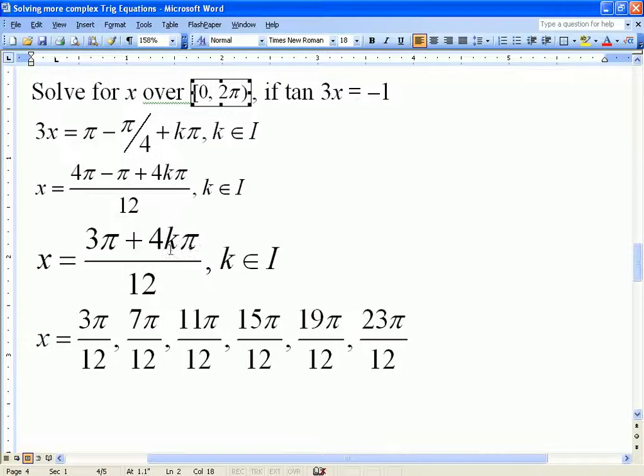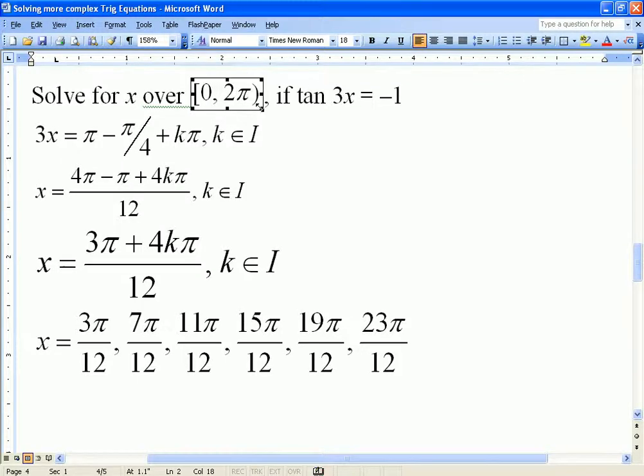When k is 4, we're going to have 3 pi plus 16 pi over 12, 19 pi over 12. And when k is 5, we will have 3 pi plus 20 pi, giving us 23 pi over 12. When k is 6, we will have 27 pi over 12. 27 pi over 12 is out of this interval because our interval can only be between 0 and 2 pi. So 27 pi over 12 is too big.